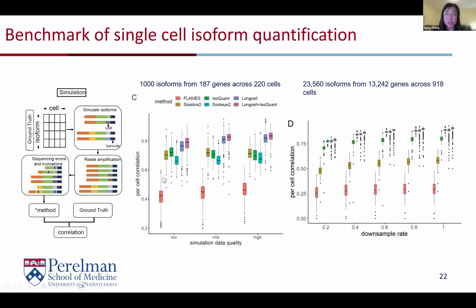You can see that the per cell correlation between the estimated and the truth increases when you do those scatter correction and misalignment correction steps in LongCell. We also tried pairing LongCell with IsoQuant, a tool mainly motivated by bulk sequencing, but they have a way for you to input single cell level reads to them. So we can adapt that to our method, and we see that in the simulations it gives an even further improvement.